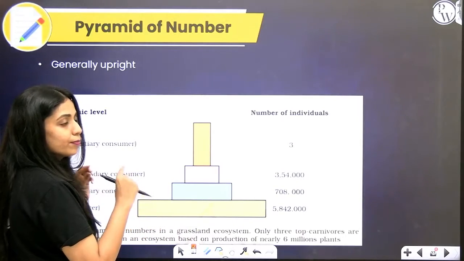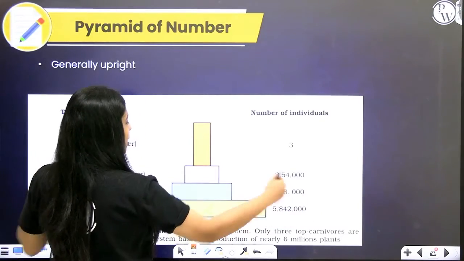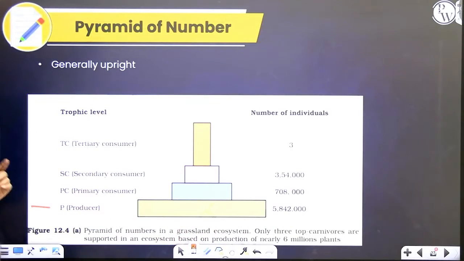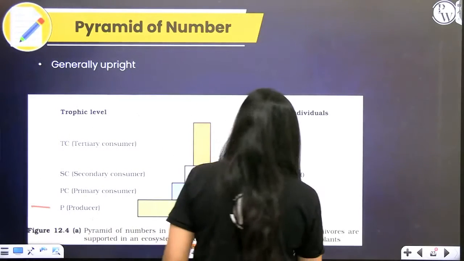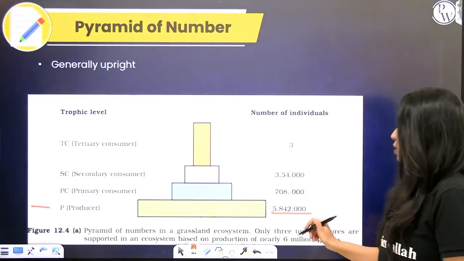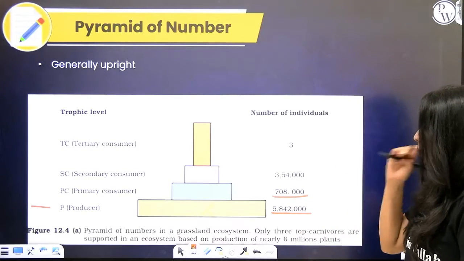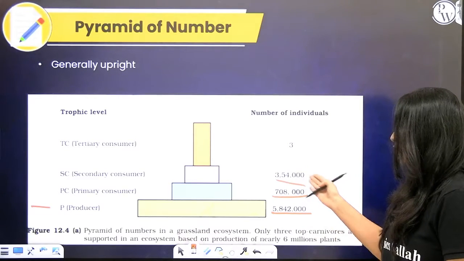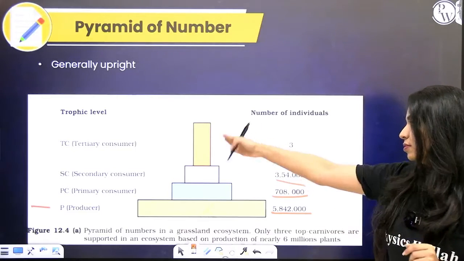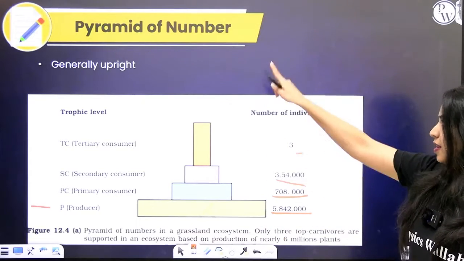If the number of producers in a particular ecosystem is more, that bar is going to be very wide. If there are not many, that bar is going to be a little narrow, right? So over here, you can see how the producer number is very high. It's given here. It's for 58,42,000 producers. Primary consumers that feed on the grass is 7,08,000. So the bar is a little narrow. Secondary consumer is even less, 3,54,000. We're talking about numbers here. And then finally, tertiary consumer, there are only 3 of them. Therefore, a pyramid of number is upright here.